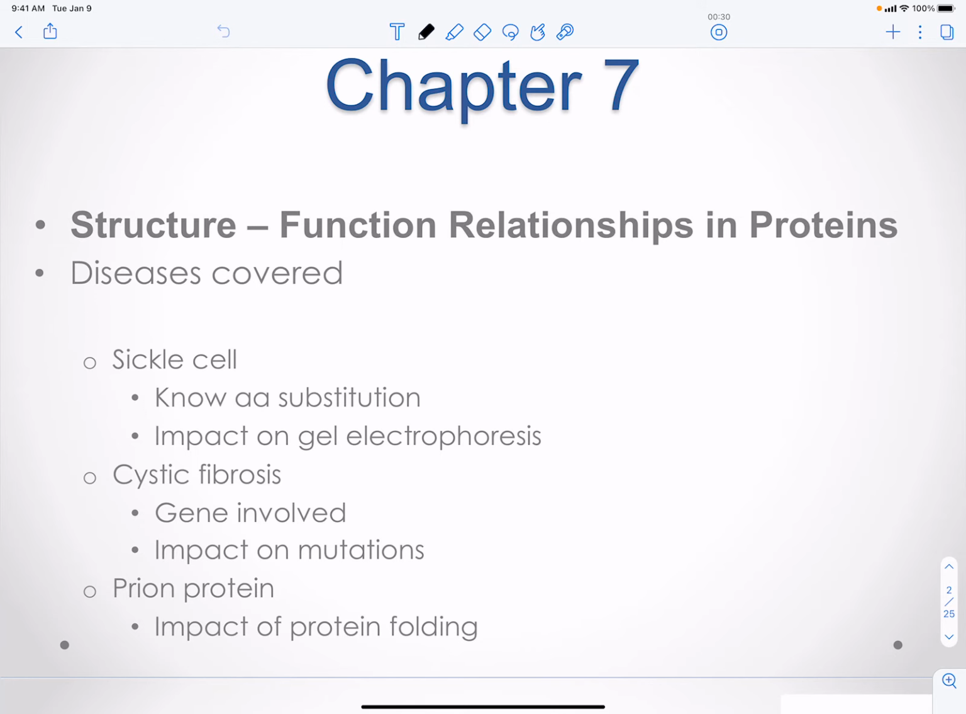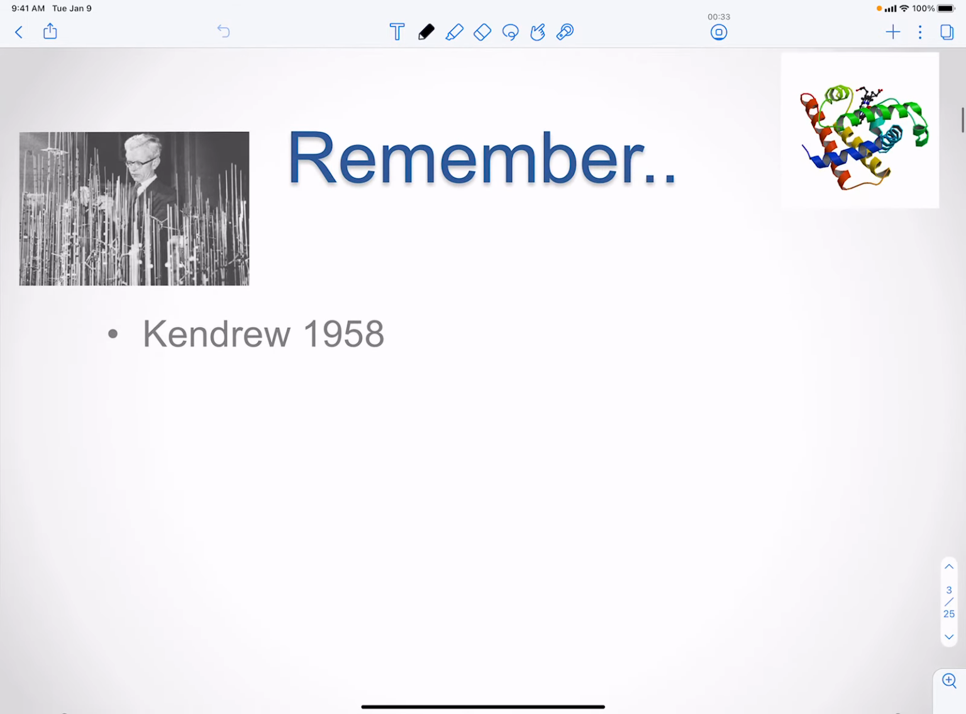Now, one thing to keep in mind is that Kendrew in 1958 said that what we study is an abstraction to make comprehension of a complex entity more straightforward. So when we're learning about proteins and structures, we think of these as static. This is an easy way to explain what proteins are, but you always have to think in the back of your head that, in fact, proteins are dynamic.